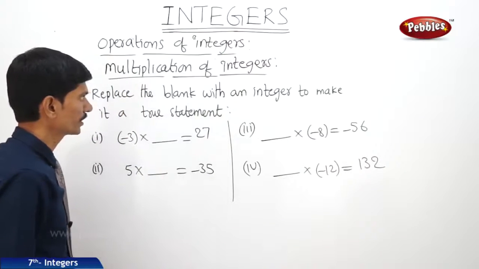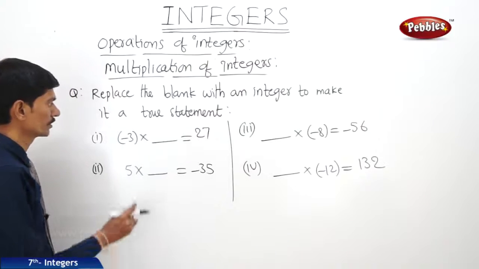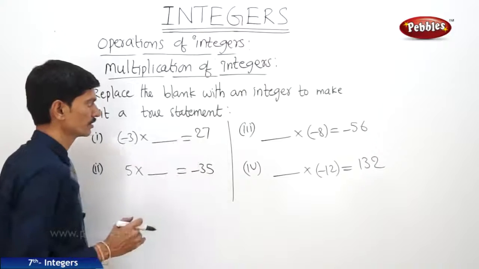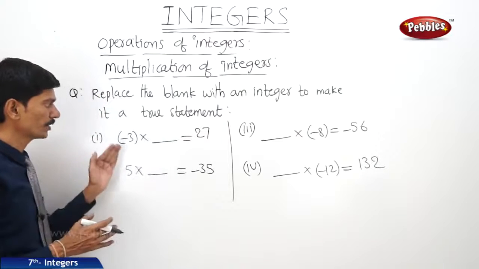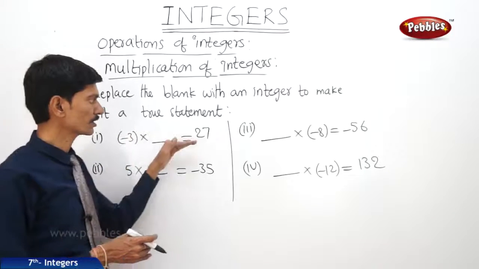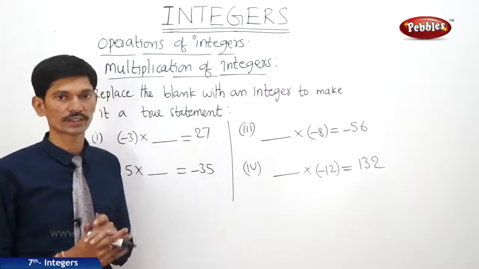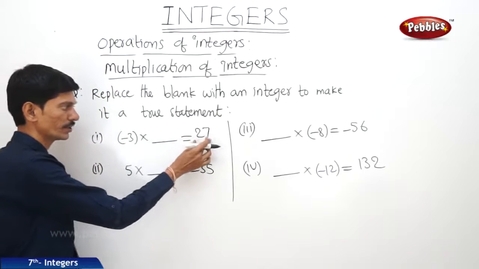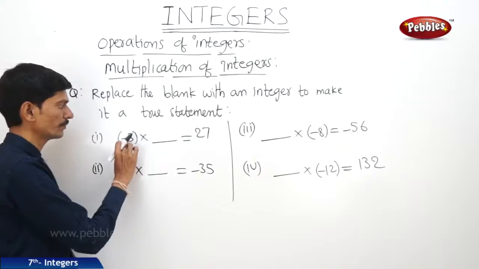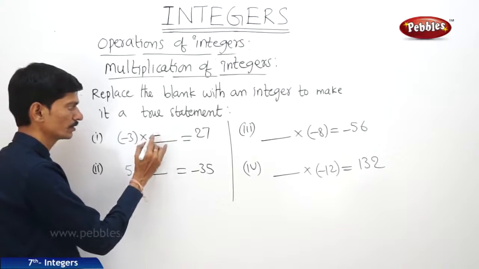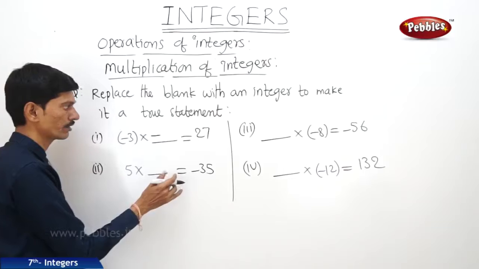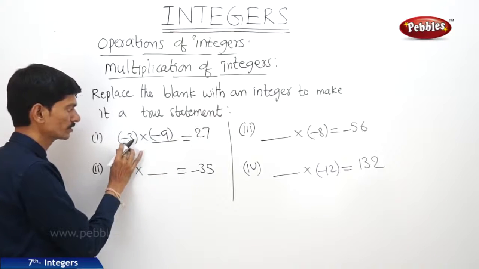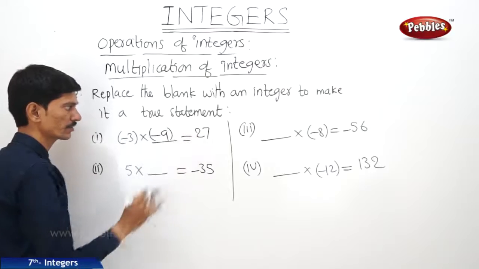Replace the blank with an integer to make it a true statement. So in the first question, minus 3 into dash equals 27. What should be multiplied by minus 3 to get the product as the positive integer 27? We know that 3 9s are 27, but the product is a positive integer. So a negative integer should be multiplied by a negative integer to get a positive integer product. So we get minus 9 in the blank. Then minus 3 into minus 9 is plus 27.